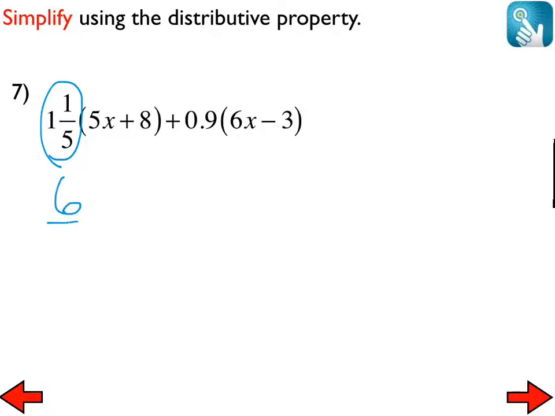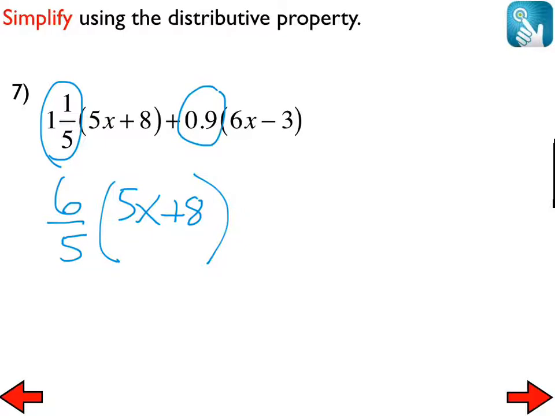6/5, good. And then we have 5x plus 8. Now, we've got to convert this. Remember, we think that converting to fractions is a better strategy. So what are we going to turn 0.9 into? 9/10. Good. 9/10 is equivalent to 0.9.